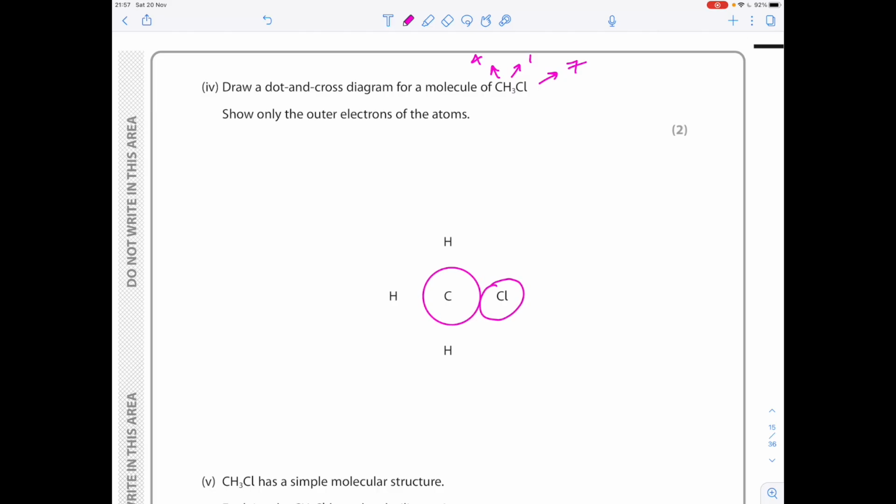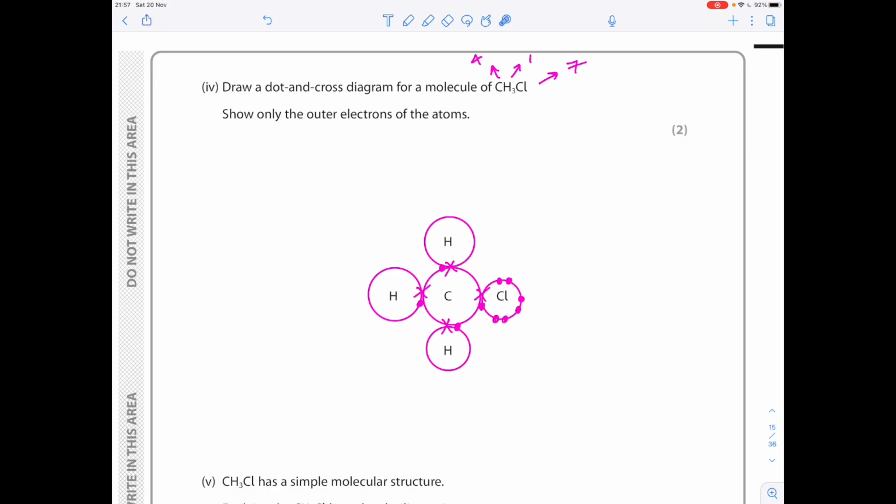Let's start by drawing our circles to represent the outer shells. So I'm going to start by drawing those 4 electrons on the carbon. 1, 2, 3, 4. Then remember hydrogen has 1 electron in its outer shell here. Chlorine has 7. 1, 2, 3, 4, 5, 6, 7.